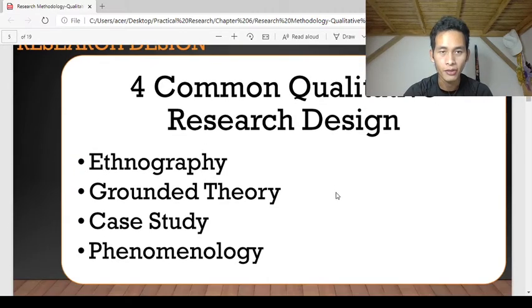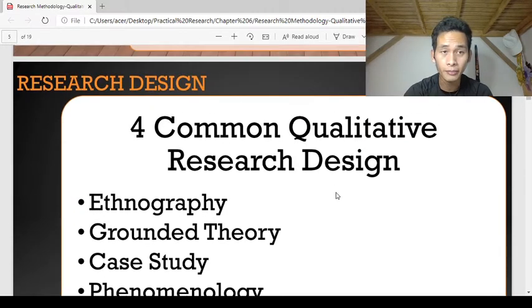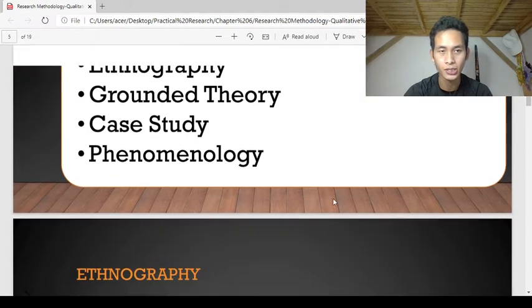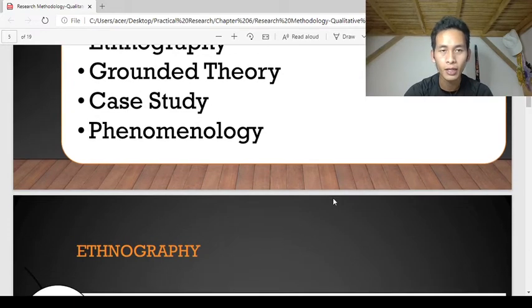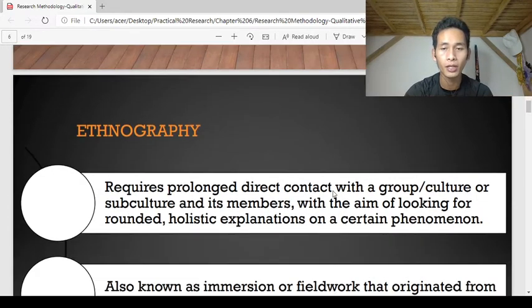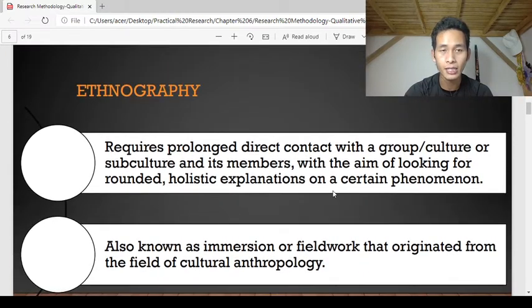So these are the common. There are many actually research designs under qualitative research. However, these are the four common research designs under qualitative research. So ethnography, grounded theory, case study, and phenomenology. Now, ethnography. This is my example kanina.